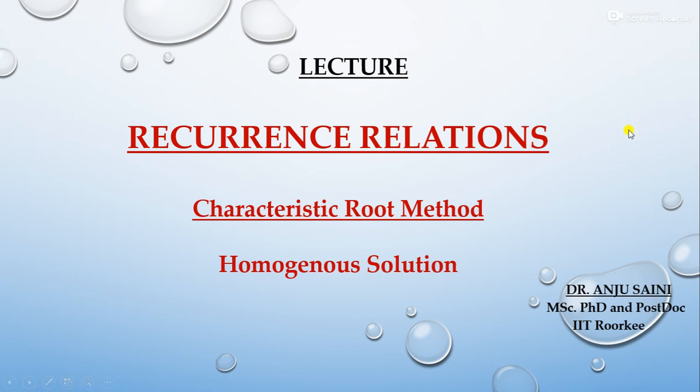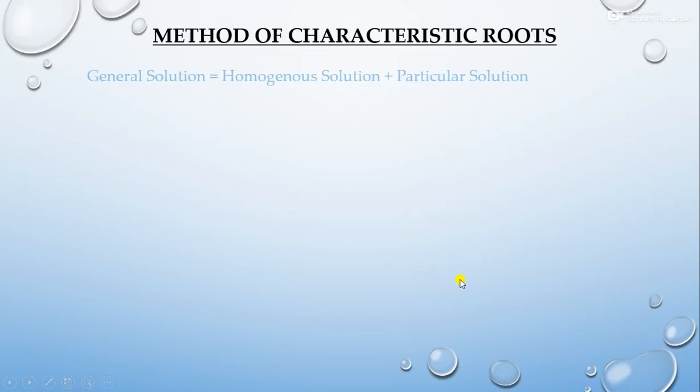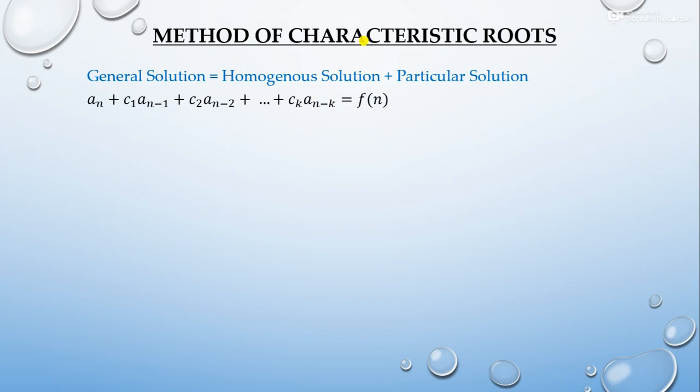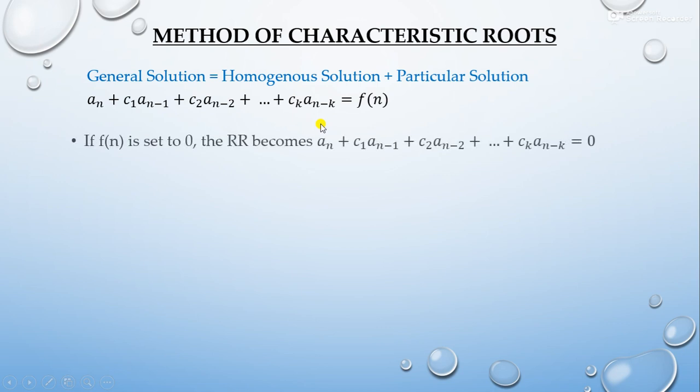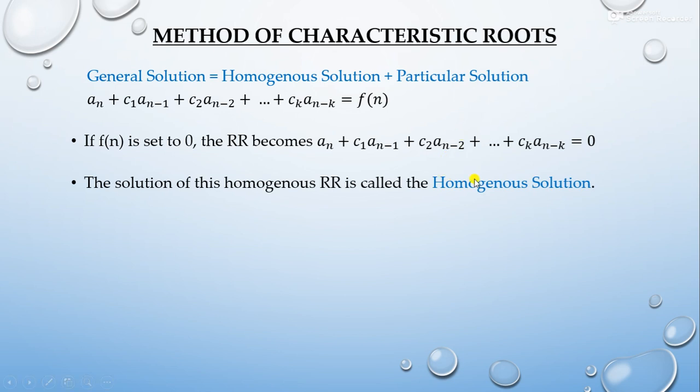Here our complete solution is the homogeneous solution plus the particular solution. So first, in this lecture, we solve the homogeneous solution. So this is our recurrence relation in terms of an minus 1, an minus 2, an minus k, and c1, c2, ck are the constant coefficients. If our fn is 0 here, we say that this is a homogeneous recurrence relation, and the solution is the homogeneous solution.